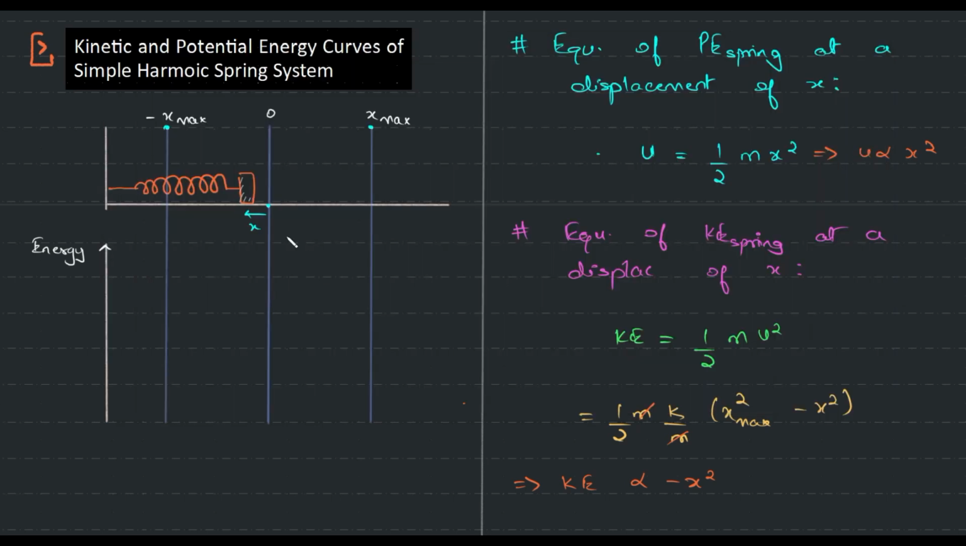So basically, at the extremes, your kinetic energy will be minimum. Okay, so this is 0, while the potential energy will be maximum. At the mean position, the entire potential energy becomes kinetic energy.